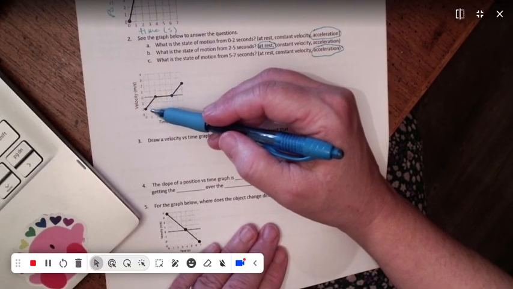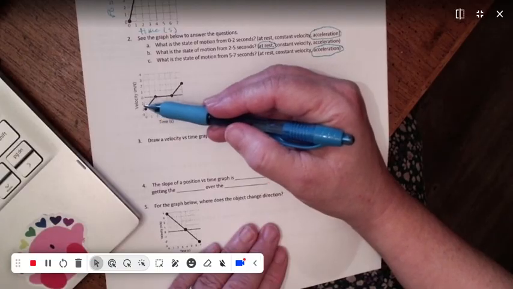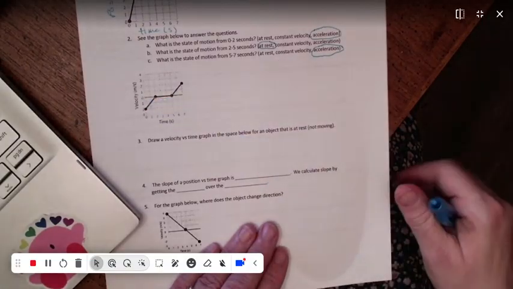If you have a slope on a velocity versus time graph, that means you have acceleration. That means that the velocity is not staying the same value. It's changing. And the slope tells us the change in velocity over time.